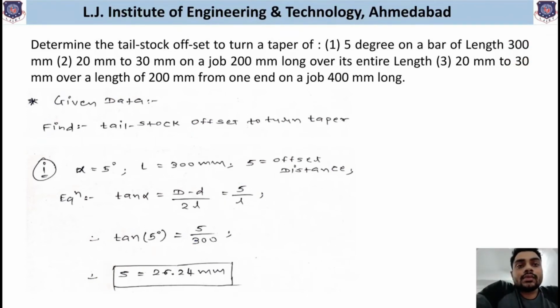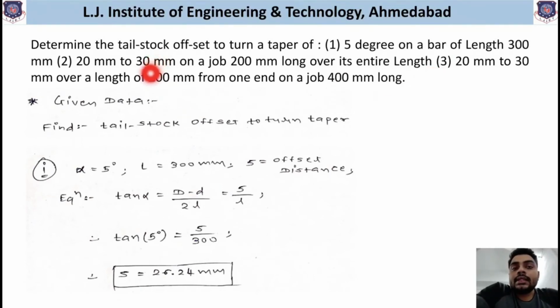Now moving towards the second condition. First see over here, in the second condition they have given 20 mm to 30 mm on a job 200 mm long over its entire length. So keep it in mind, over here we need to find the tailstock offset distance. To obtain the taper from 20 mm to 30 mm on a job of 200 mm long and over its entire length, means we need to provide the taper on its entire length.